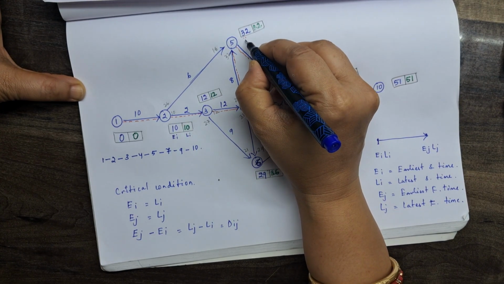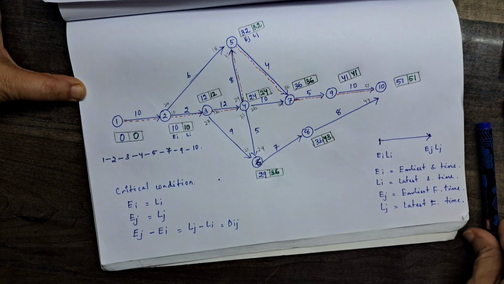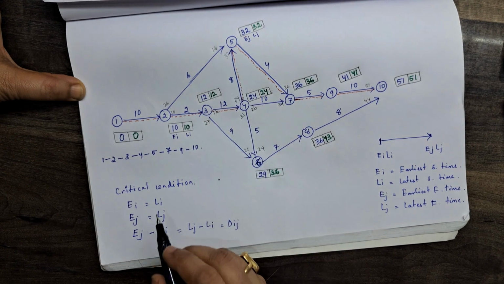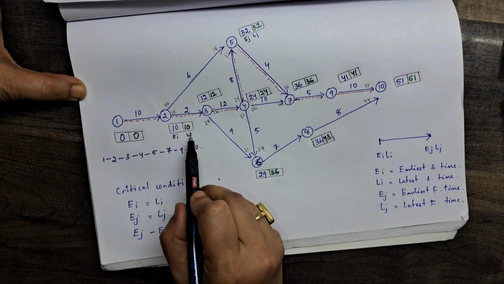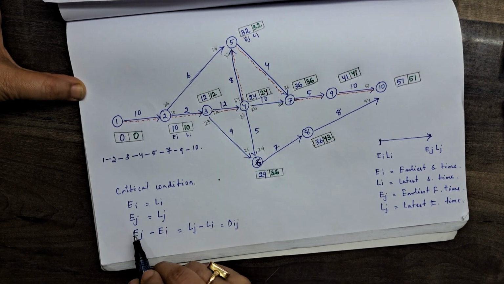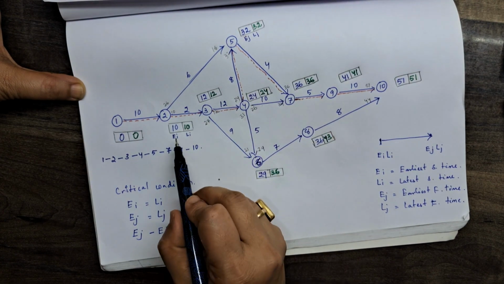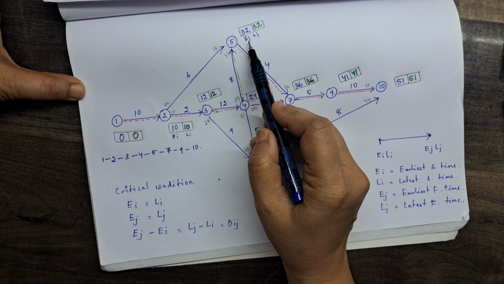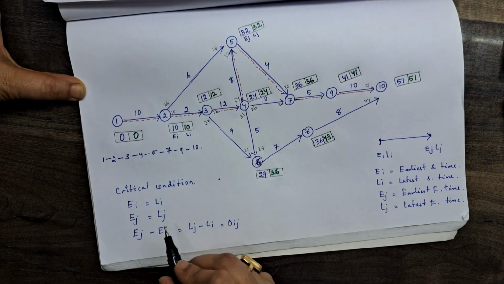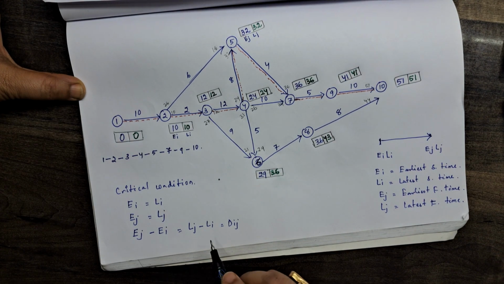This is EJ, LJ. If you see here, first condition is EI should be equal to LI. Here EI equals LI. Second condition is EJ should be equal to LJ. This is the earliest start time, latest start time, earliest finish time, latest finish time. Third condition is EJ minus EI should be equal to LJ minus LI, equal to Dij.